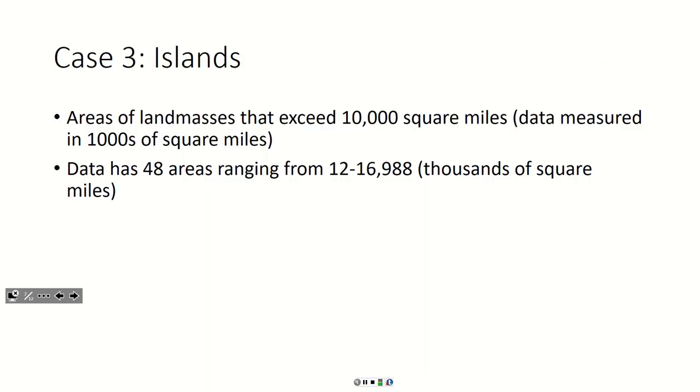For this third case, in the islands data set, I looked at the histograms again, but I also looked at the effect that a transformation has on a t-test and some of the p-value and confidence intervals as well. So this data set has areas of land masses that exceed 10,000 square miles. North America is one of the ones included in that, or Iceland and a few others. It says islands, but it's not really land masses we think of as islands. And this data has 48 areas, and it has a wide range in terms of thousands of square miles.